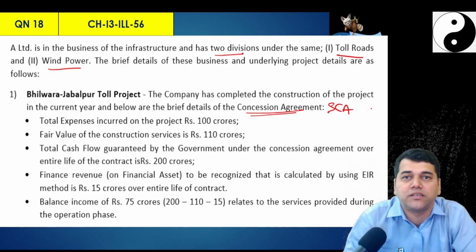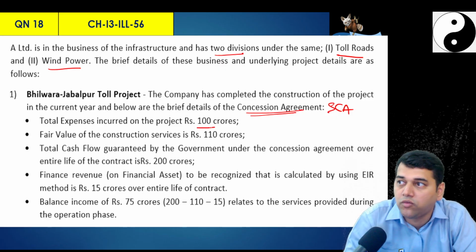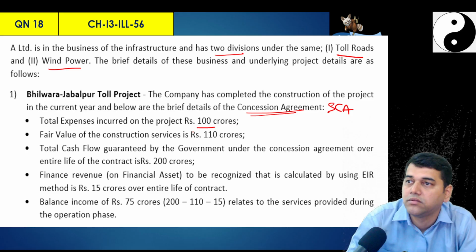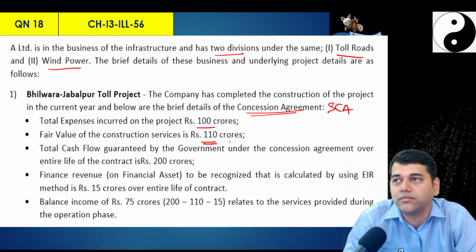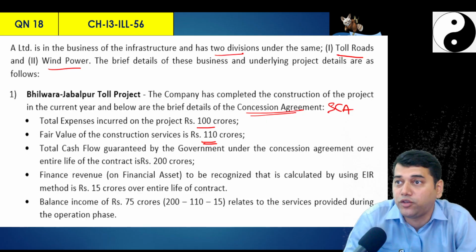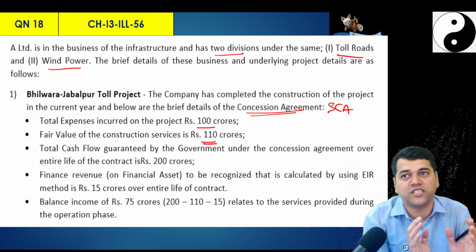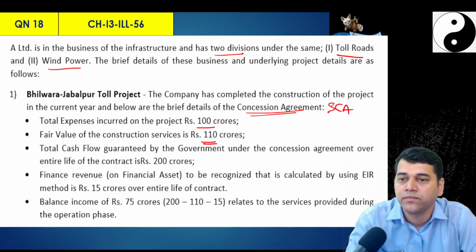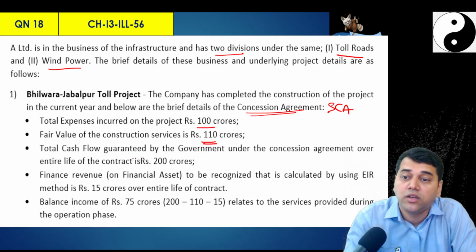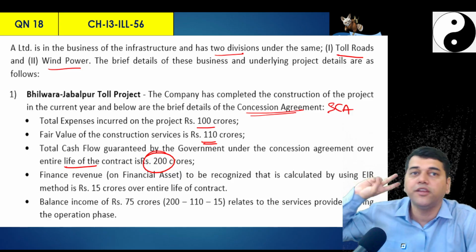Service concession arrangement, SCA. Toll expenses incurred during the project: total expenses incurred is 100 crore. What for? Construction. The fair value of the construction service is 110 crore. What is it for? Revenue. That means if you want to sell this construction work, because you got a right to receive money, somebody would have given you 110 crores. Total cash flow guaranteed by the government over the entire life is 200 crores. That means with the construction and operation, government will give you 200 crores.